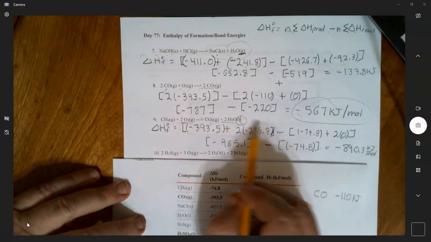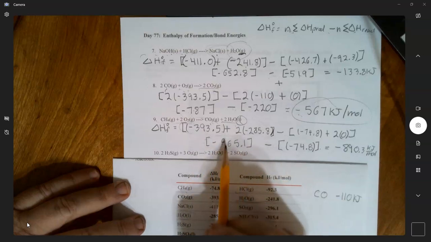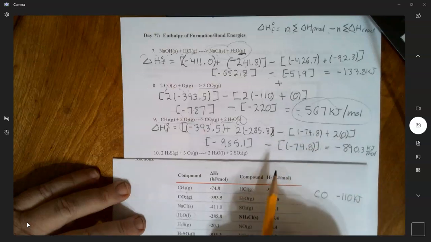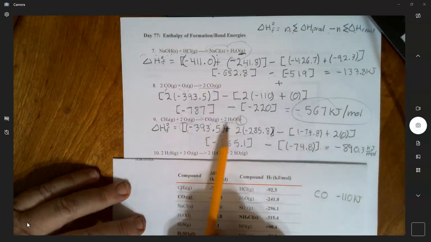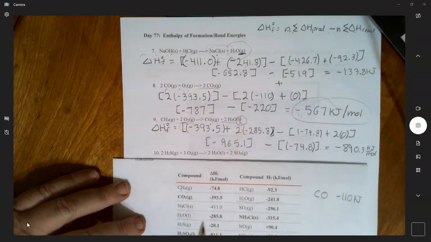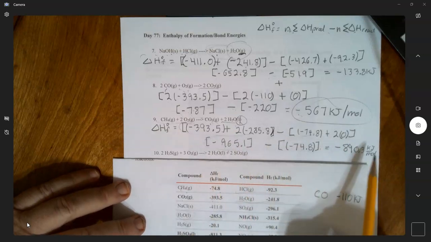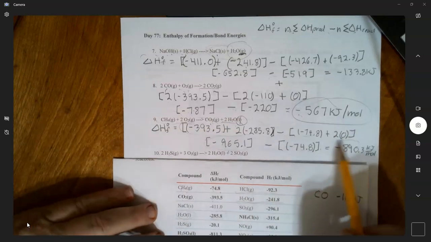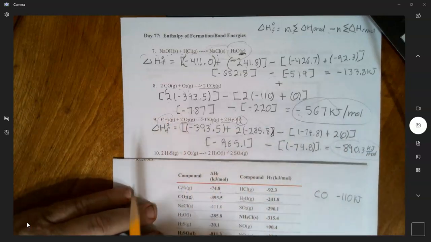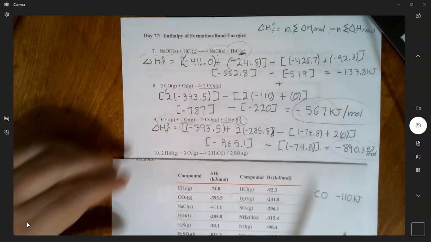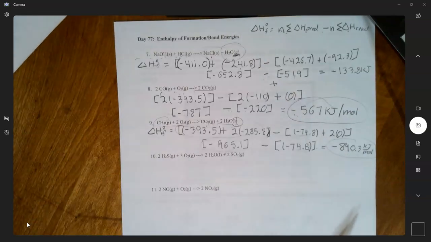Okay, so we took the square brackets and summed those up to get negative 965. Over here it was just simply negative 74.8 because oxygen is 0. Also notice that we had to use H2O liquid, which is this one right here. Alright, so you got those two subtotals. Do the subtraction, you get minus 890.3 kilojoules per mole. So that's heat given off by combusting methane, CH4. It's going to emit heat. It's going to be warm, okay, or even hot. Okay, so that's the answer to that. Let's keep going.